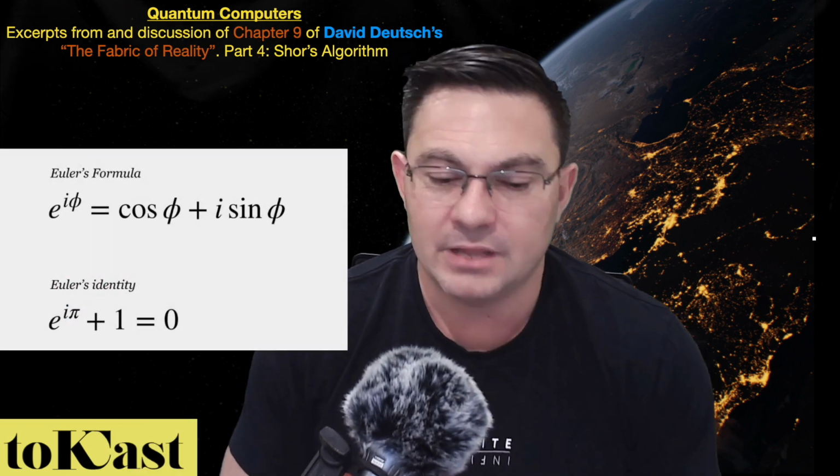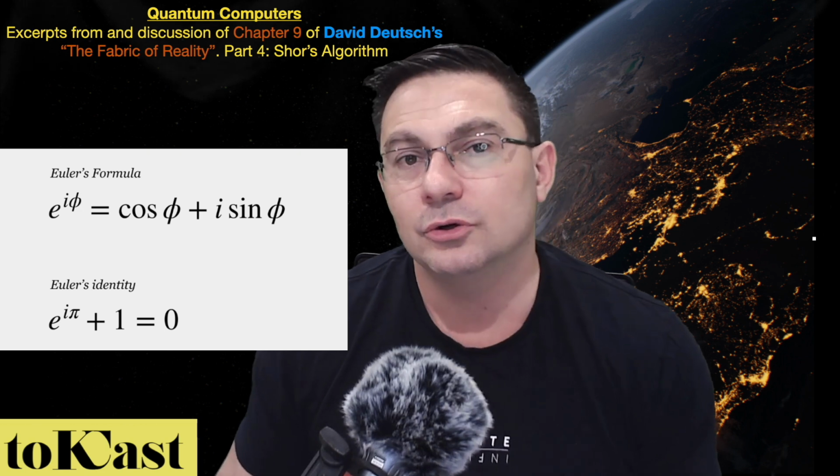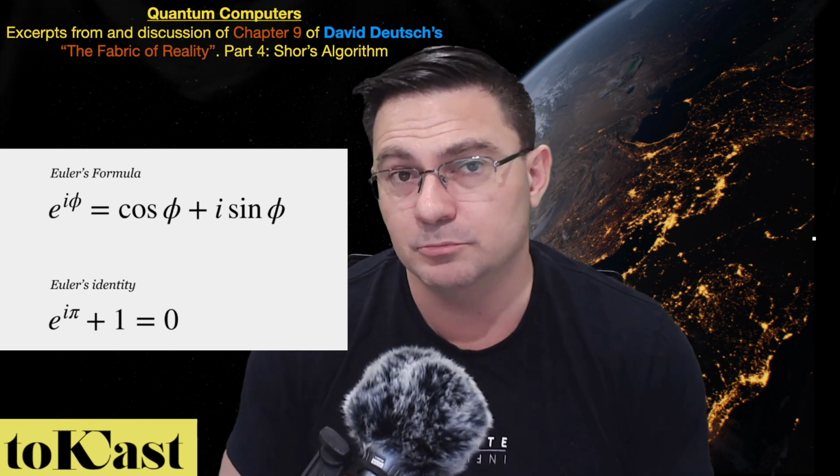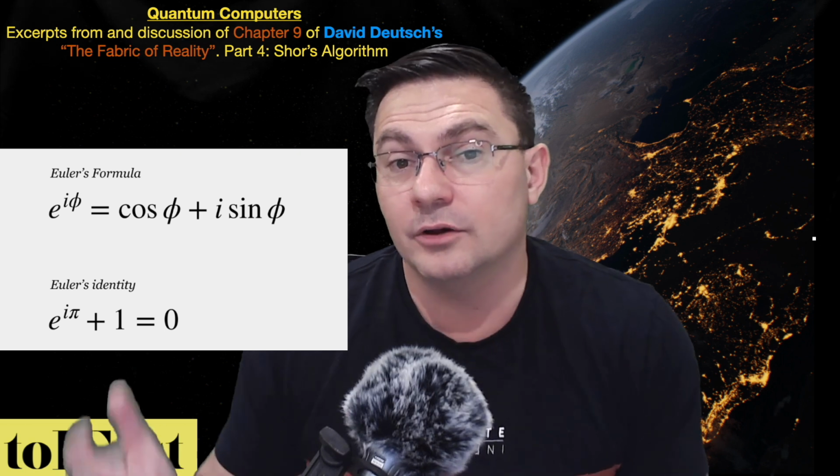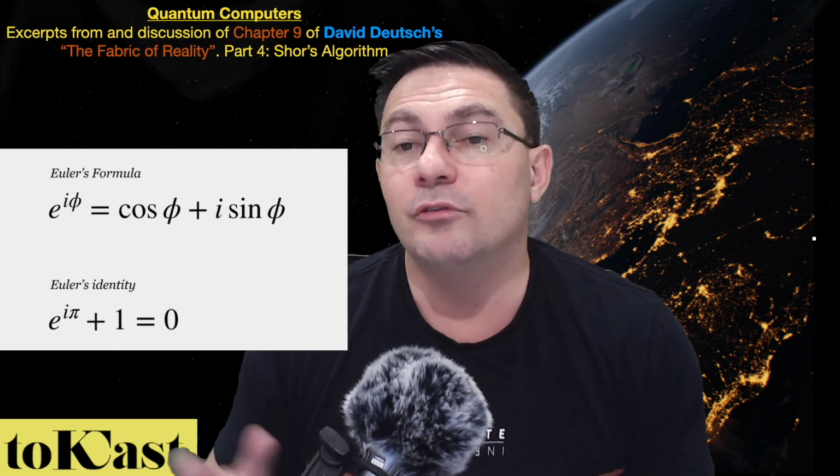So here are 2 famous formulae, named for Leonhard Euler, a Swiss mathematician born in 1707 and renowned as one of the greatest math geniuses of all time.